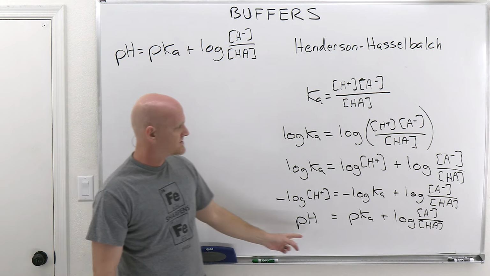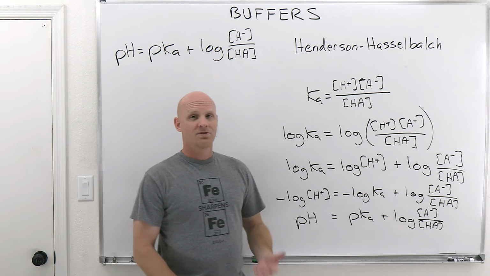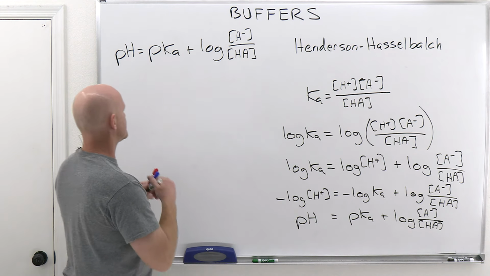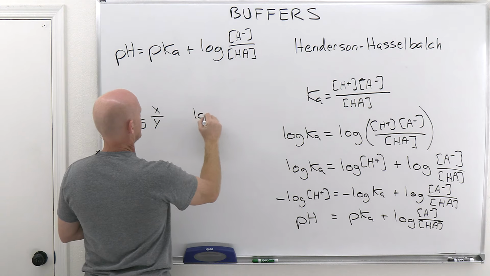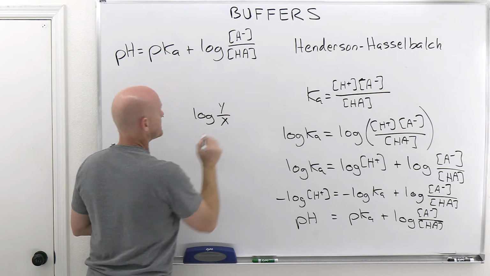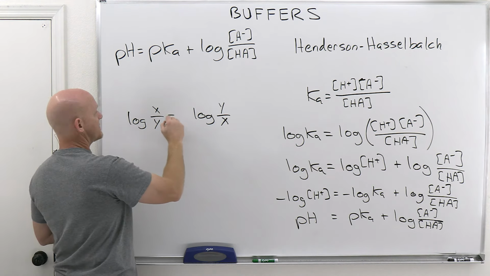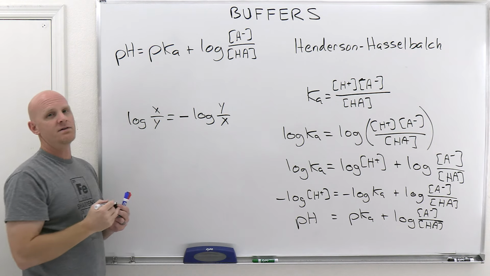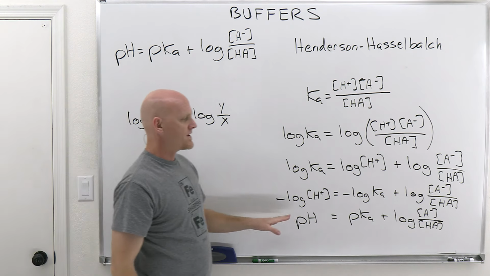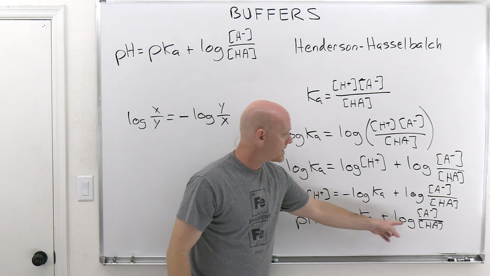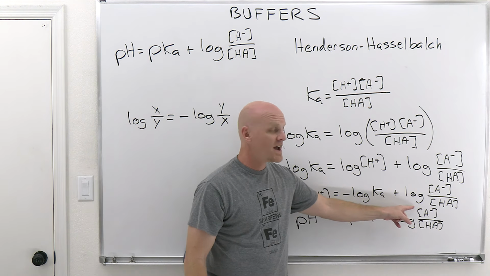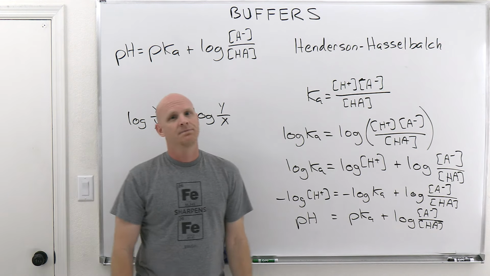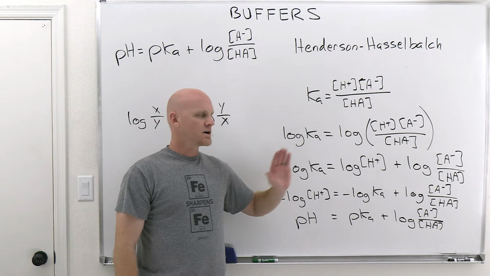So it turns out, property of logs is that the log of x over y, in fact, let's write this out. Log of x over y and the log of y over x are related to each other. And it just turns out that one is the negative of the other. Well, so some people write the Henderson-Hasselbalch, and instead of writing plus log of A minus over HA, they write minus log of HA over A minus. Well, I'm never going to write it that way. I'm never going to present it that way.